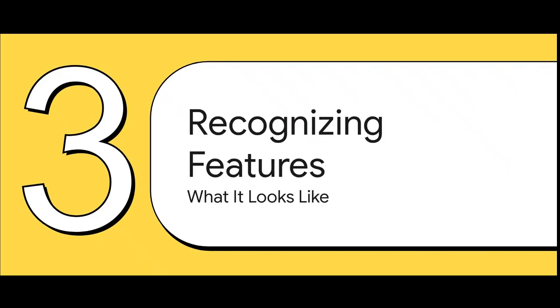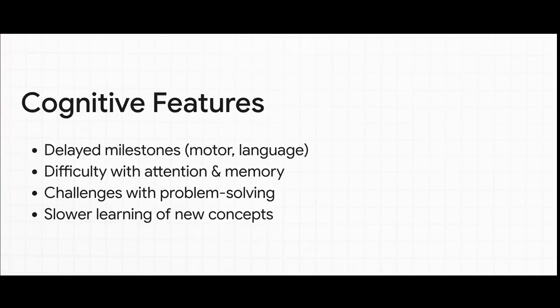All right, so we've talked about the what and the why. But what does it actually look like? How do these challenges show up in someone's day-to-day life? Well, on the cognitive side of things, one of the very first signs might be a delay in hitting those big milestones we all watch for. Things like talking or walking. Then, as a child gets older, it might show up as having a tough time with things that need a lot of focus, or maybe struggling with memory, or working through a tricky problem.